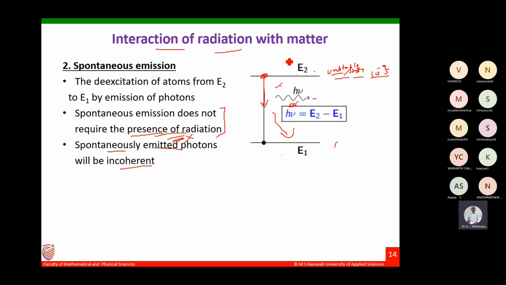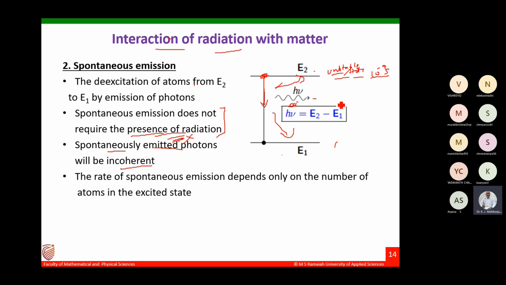Whenever we have a larger number of atoms in the higher energy level, each transition will give rise to one photon. But all these photons, whatever energy they release, move in different directions. Therefore, there is no correlation among the different photons coming out of the given system.